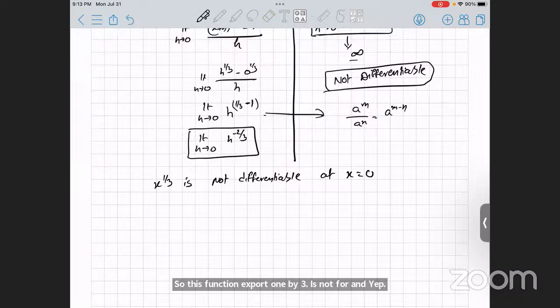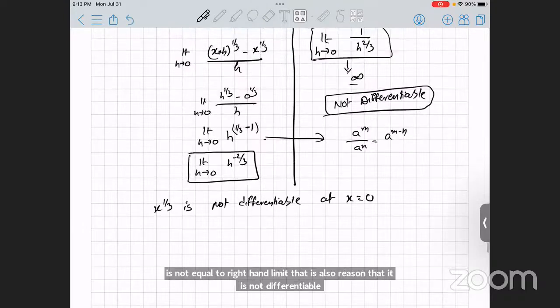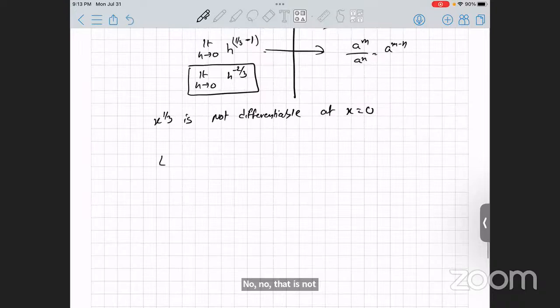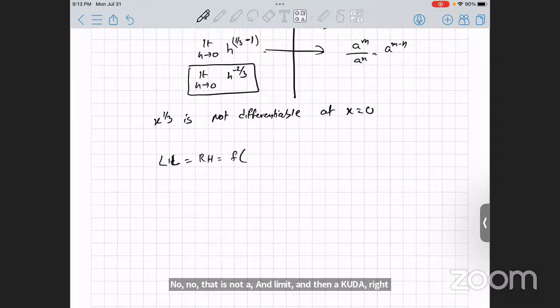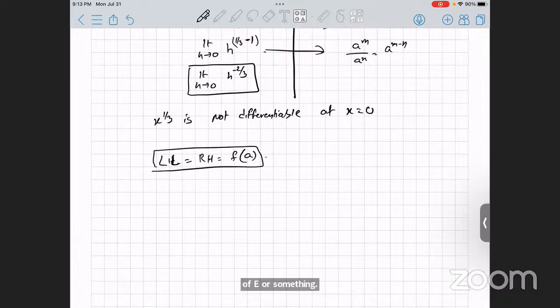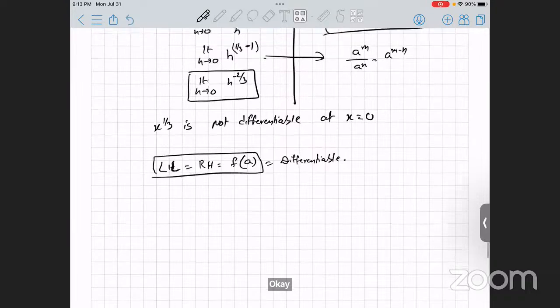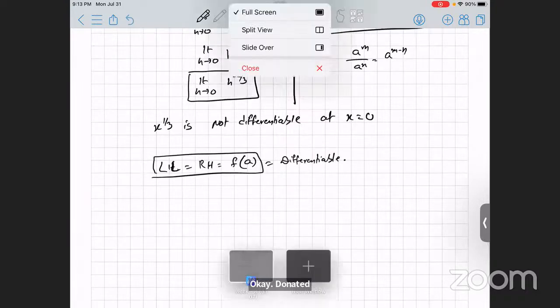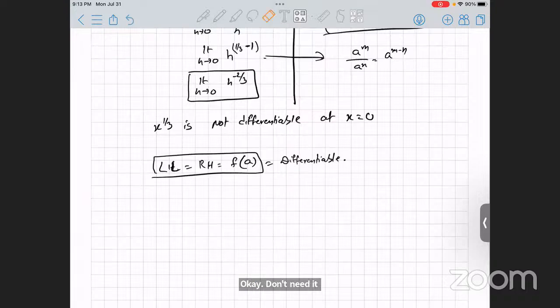Can we also say that the left hand limit is not equal to the right hand limit? That is also a reason that it is not differentiable. No, that is not the reason. Look, when left hand limit equals right hand limit equals f of a at that point, these three are equal, then it is known as differentiable. If LHS is not equal to RHS, then it is not differentiable. Okay, clear, everyone?